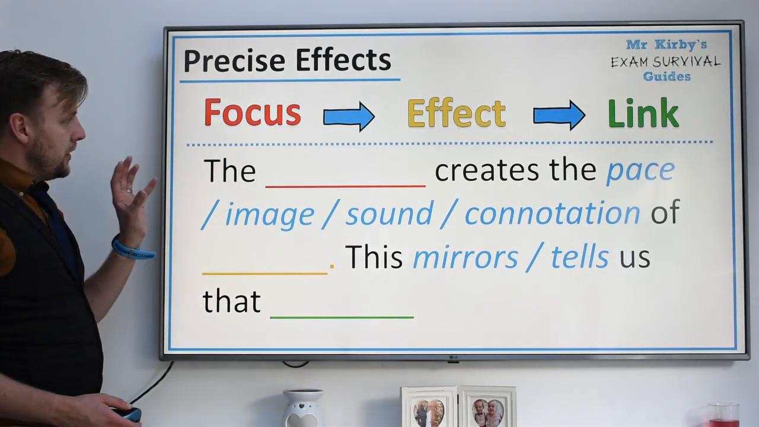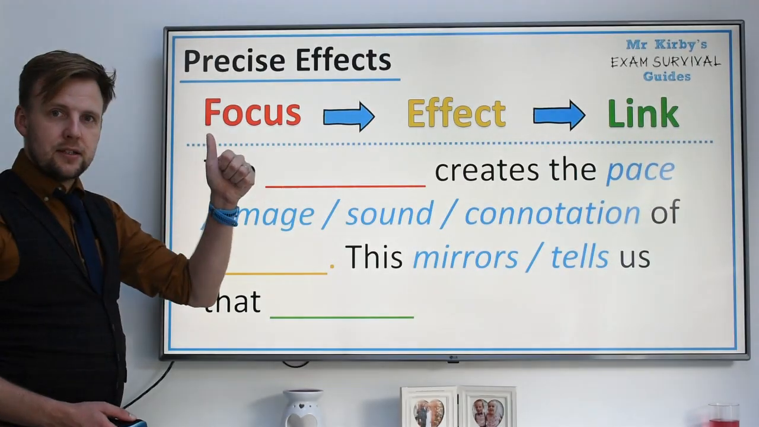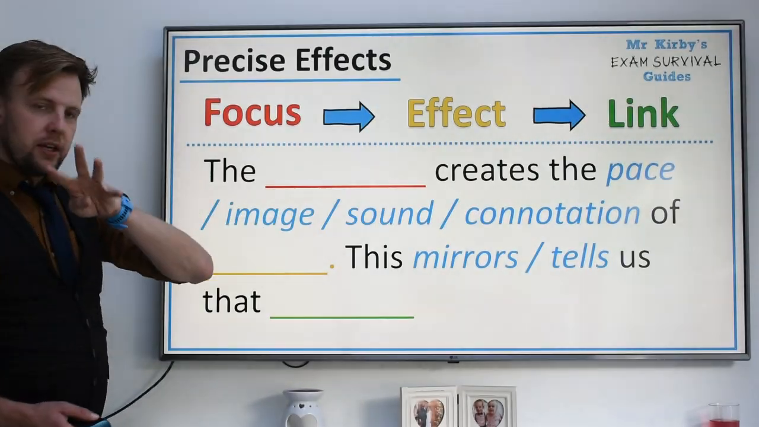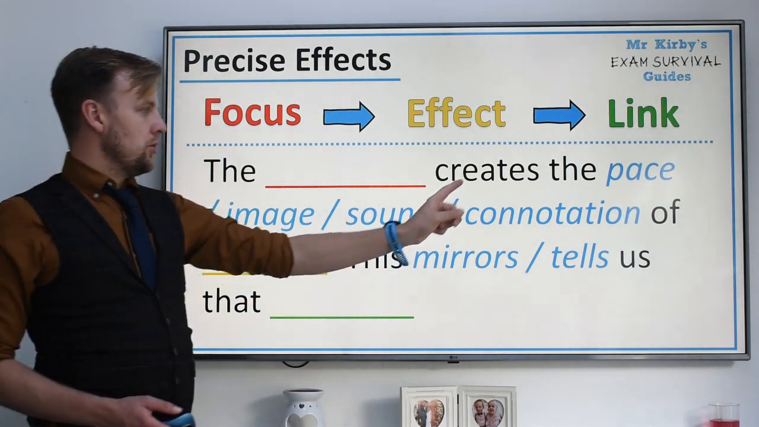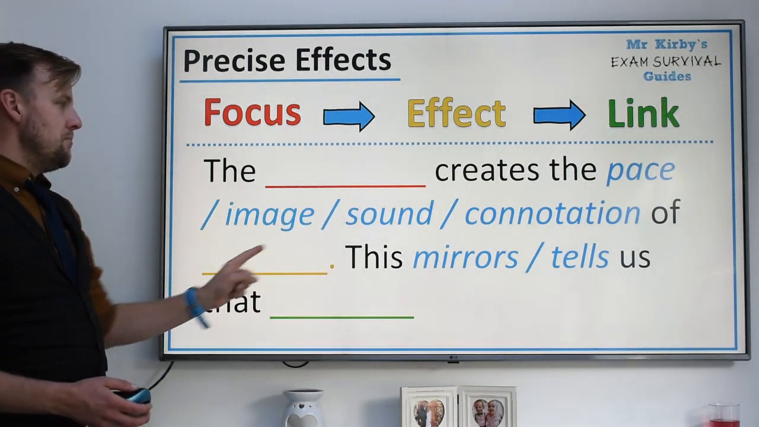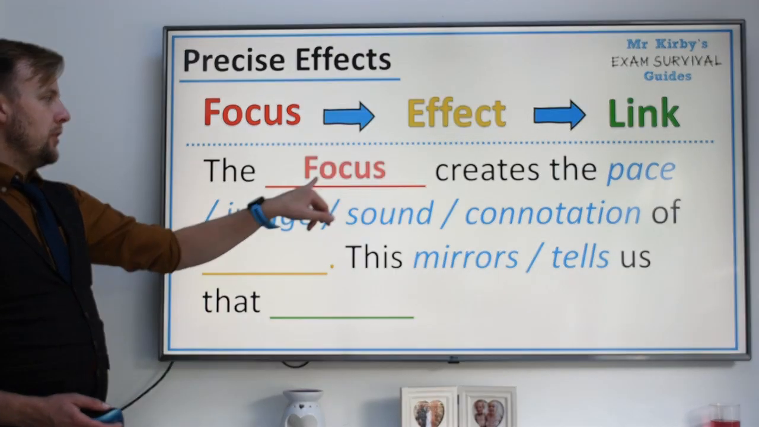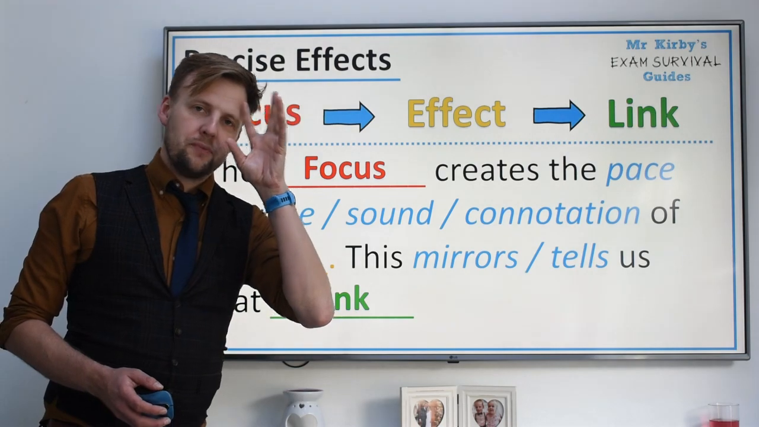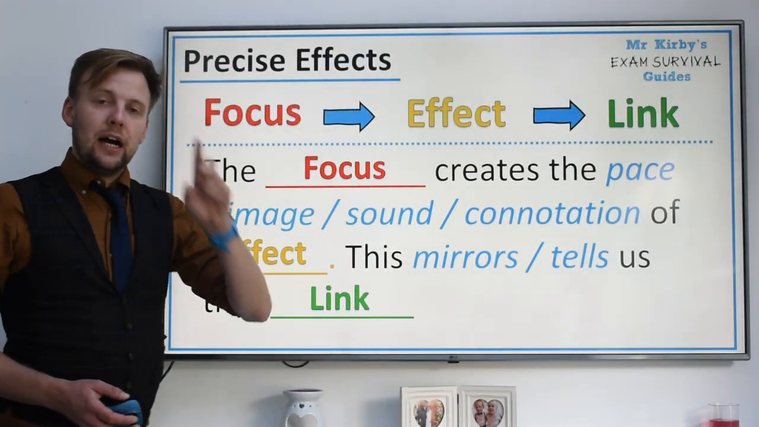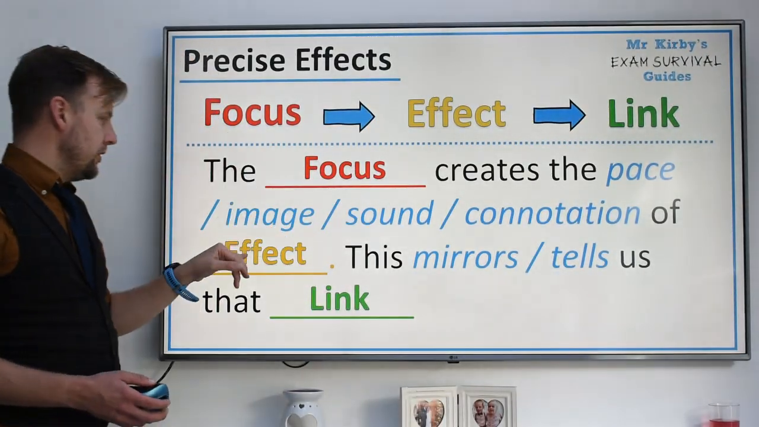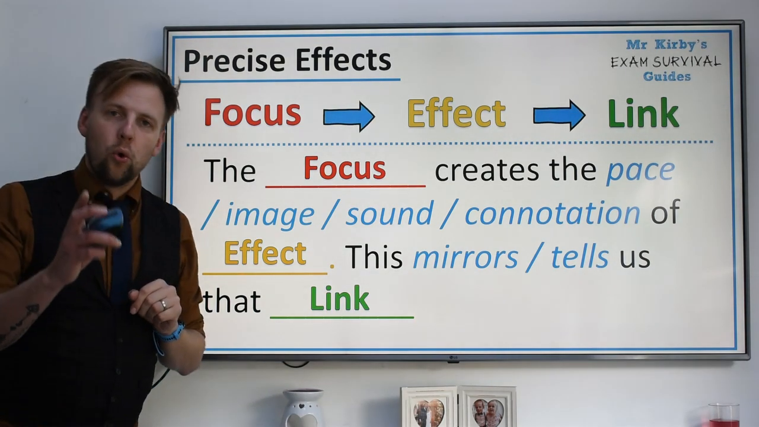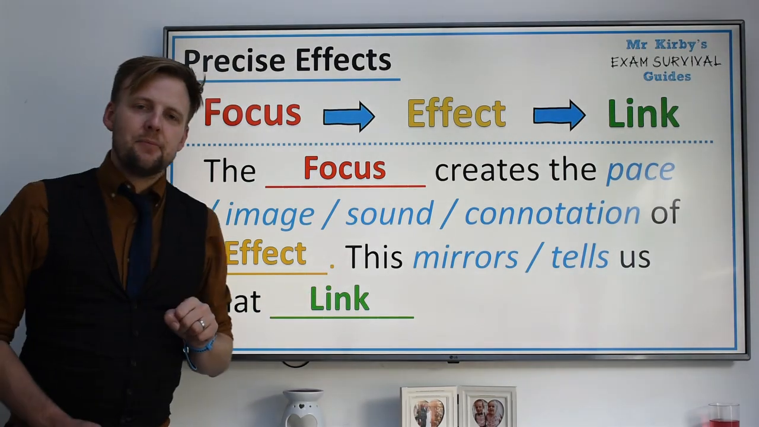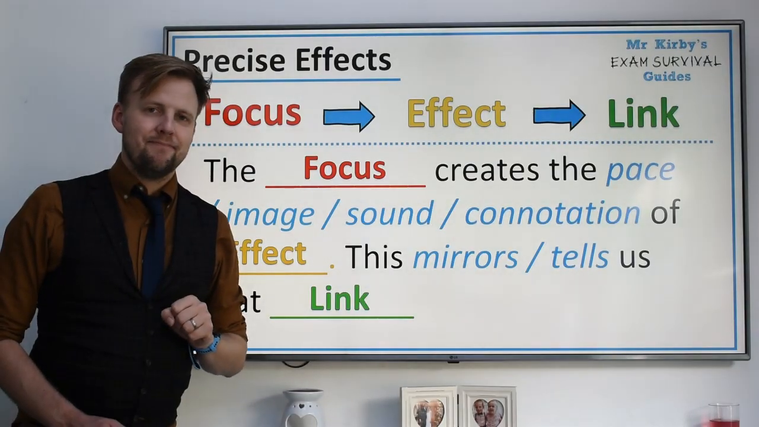Formulaic structure. The, something, assonance, simple sentence, metaphor, creates, then pick your root, pace, image, sound or connotation, and this mirrors, tells us what? Focus, effect, link. If you can commit them 4 groups to memory, you've got your focus, and if you can commit them 4 effects to memory, you've already got your effects. So all you've got to worry about on fight night, in your actual exam, is linking it back to the topic that the examiner gives you.